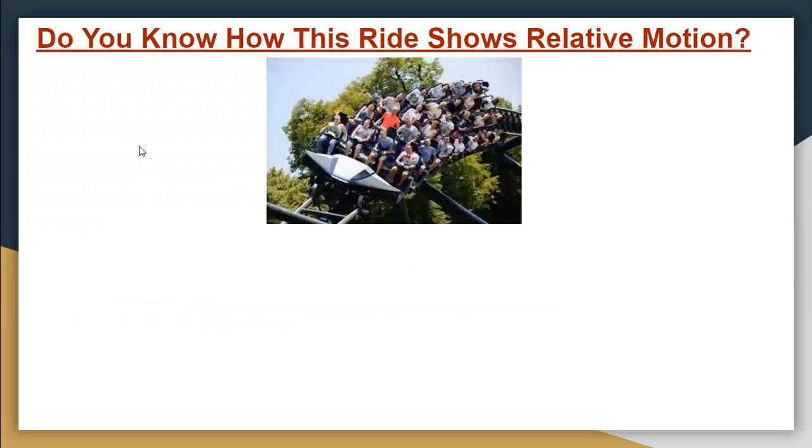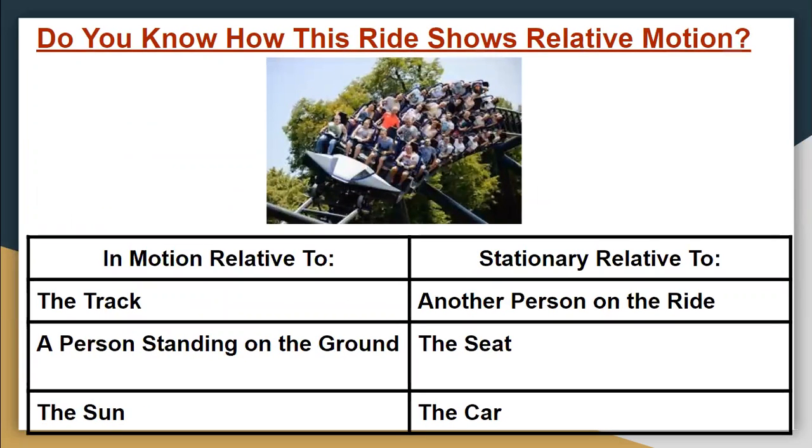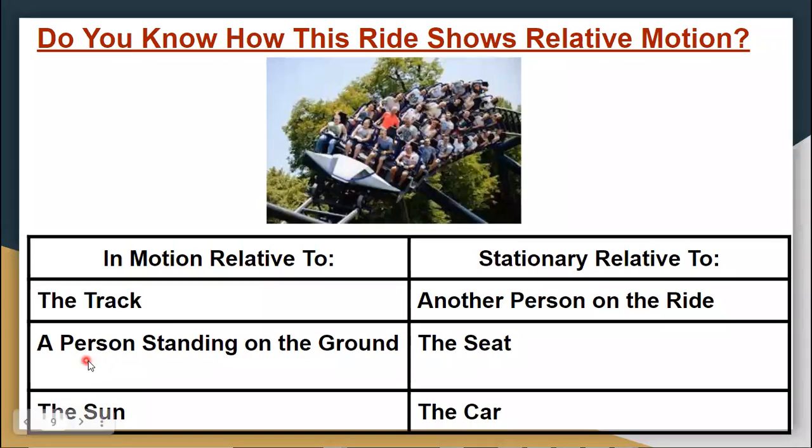Do you know how this ride shows relative motion? Okay, how would that ride show relative motion? It's a roller coaster, right? Well, in motion relative to the track is stationary, right? It's in motion relative to a person standing on the ground, and it's in motion relative to the sun. It is stationary relative to another person sitting on the ride next to you, right? It's stationary relative to the seat, and it's stationary relative to the actual car that you're sitting in.